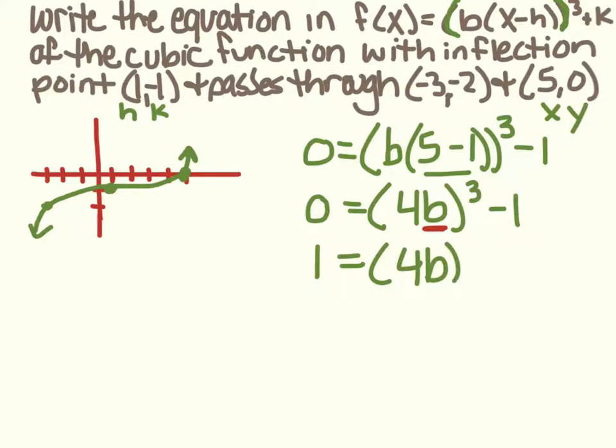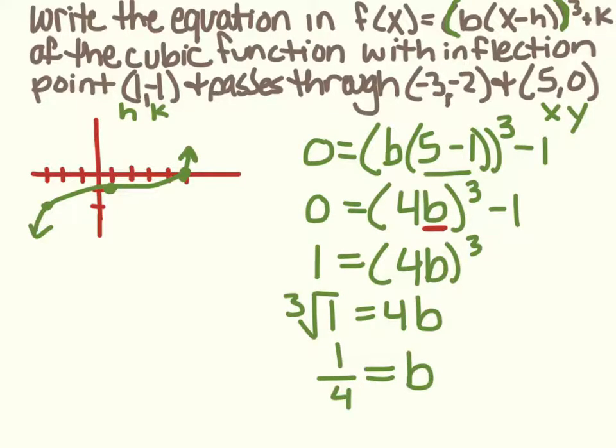So 1 equals 4b all cubed. And then we want to take the cube root. So the cube root of 1 equals 4b, and the cube root of 1 is 1, and I'm going to divide both sides by 4. So now I know that b is 1/4. So we're not cubing what's in there because that would make a mess out of things. We want to actually uncube by taking a cube root.